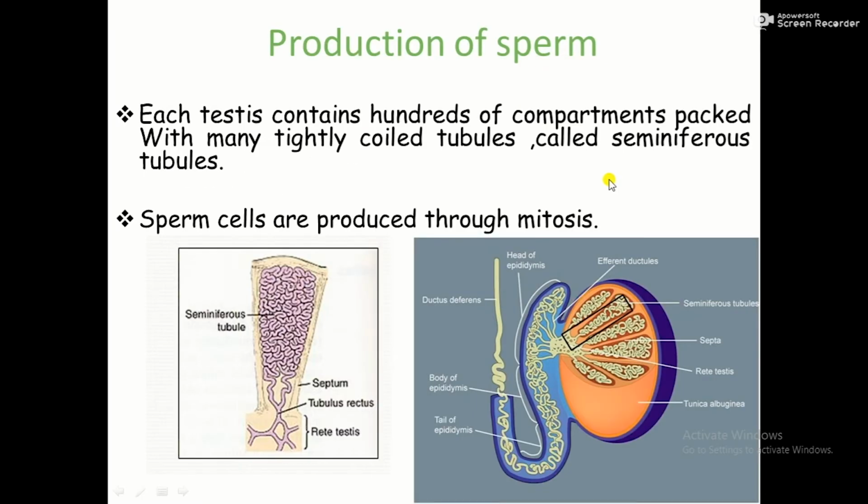Okay, so first of all we need to see how this embryo forms. What is the constitution for the formation of a zygote and how will it form? So, production of the sperm. Production of the sperm actually happens in the testes, which contain hundreds of compartments. Look here, the compartments are packed tightly, as you see here.